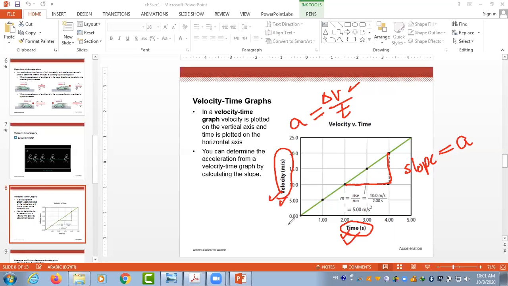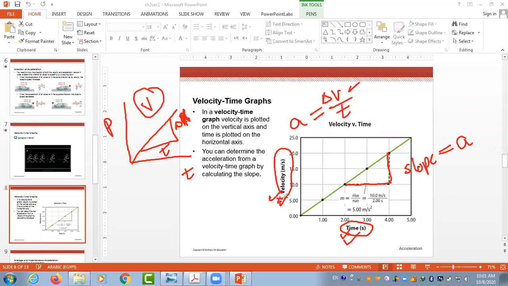In the beginning of our course, I told you how to read a graph. First, you have to look at what is here. If we have position and time, you calculate a change in position over time, so the slope will be velocity. But here you are calculating a change of velocity over time, so the slope will be equal to acceleration. So pay attention to which graph you are dealing with, position versus time or velocity versus time. Okay? You can determine the acceleration from a velocity-time graph by calculating the slope.